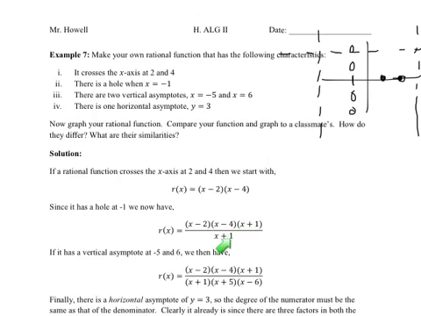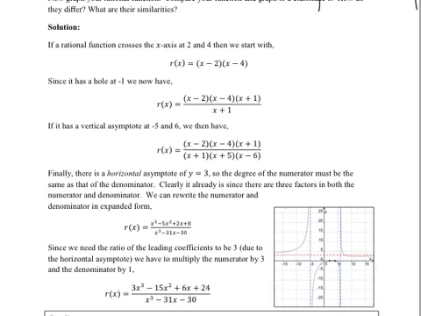Now since there's a hole at negative 1, it means that x plus 1 must be in the numerator and the denominator. Remember this, x plus 1 in the top and bottom would give you a hole at x equals negative 1. And remember that the x minus 2 and x minus 4 is what gives you the roots, or the x-intercepts. If there's a vertical asymptote at negative 5 and 6, it means that we need to have x plus 5 and x minus 6 in the denominator to get a vertical asymptote. So already we kind of have a rational function right here.